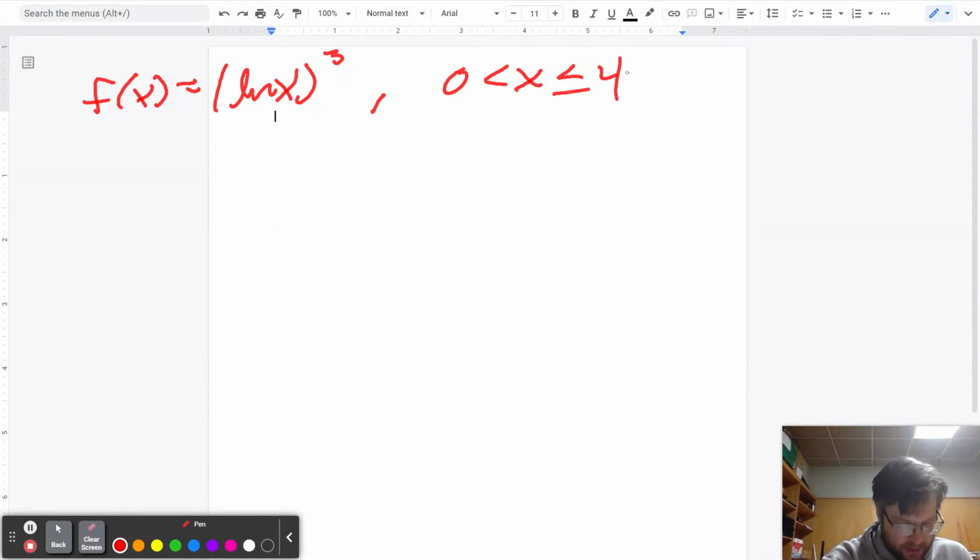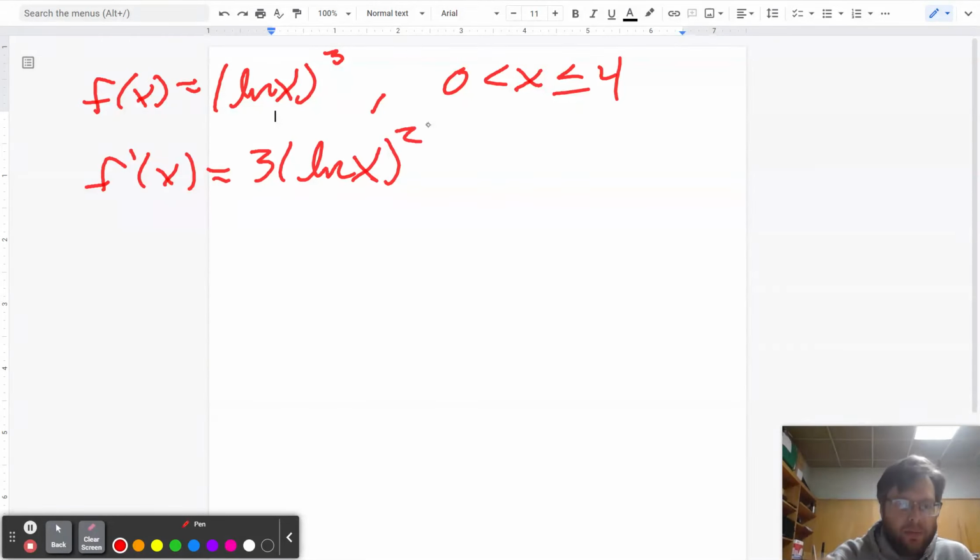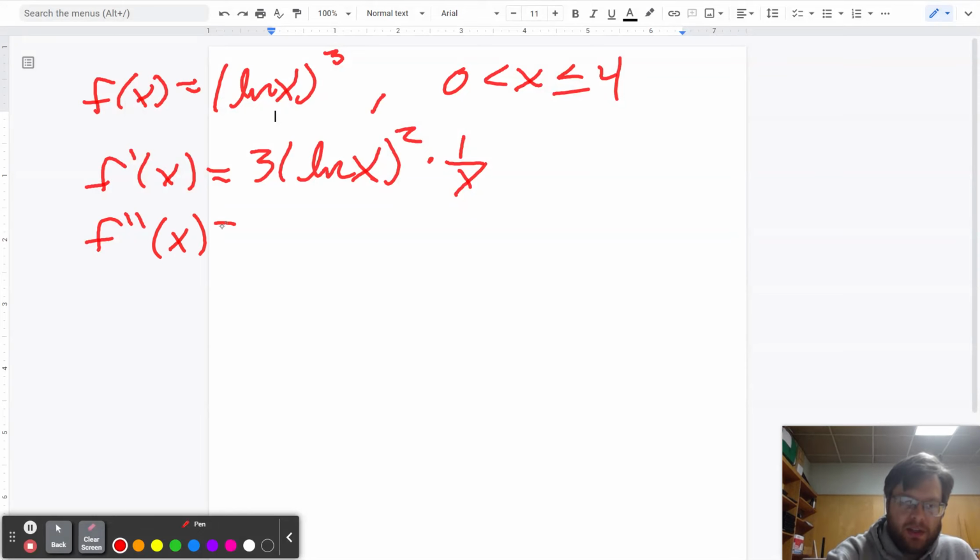All right, so what are we doing? We're going to find a point of inflection, so I've got to do a second derivative. First derivative is going to be 3 times the inside squared, and then chain rule says you multiply by the derivative of the inside. That's the first derivative, but the question asked me about points of inflection, so I've got to do that one more time.